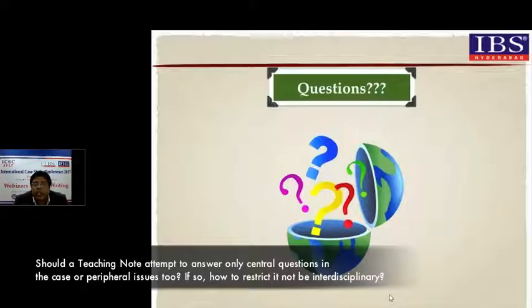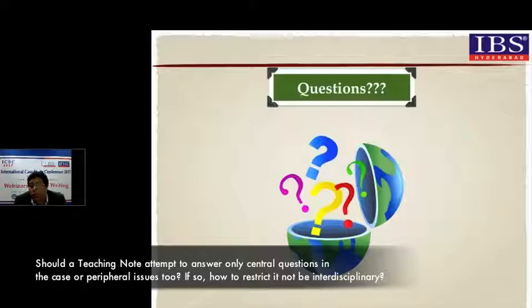If your teaching objective suggests that it is going to be a focused one, focusing on certain issues, then probably you can focus only on those. But if you want to increase the versatility of the case and you want your case to be used by others also, then probably you should look at it from other angles as well. You can do that as part of your teaching note.